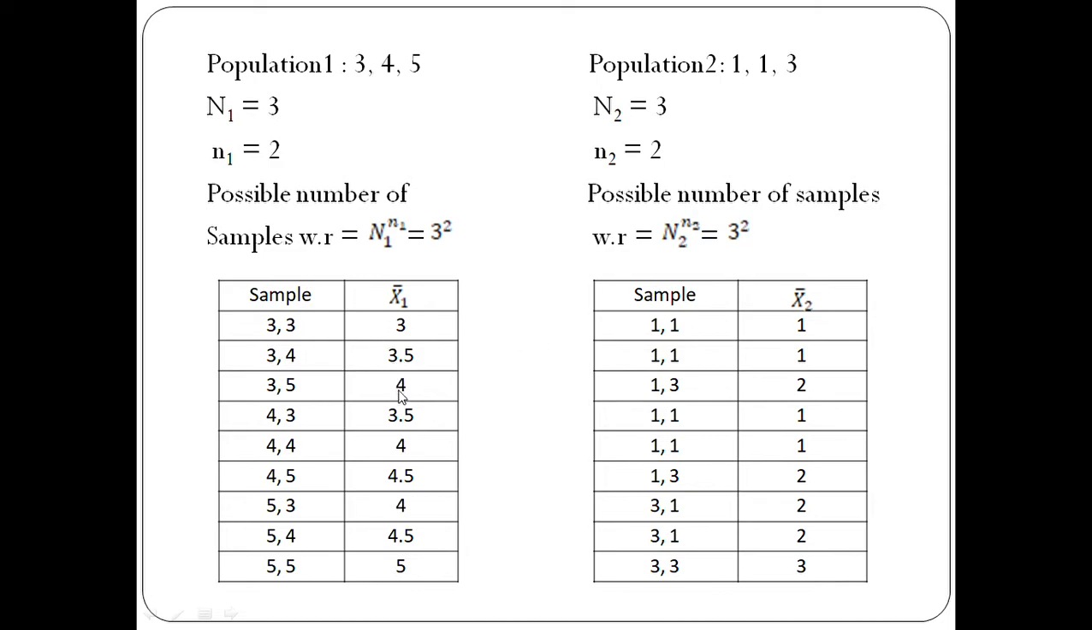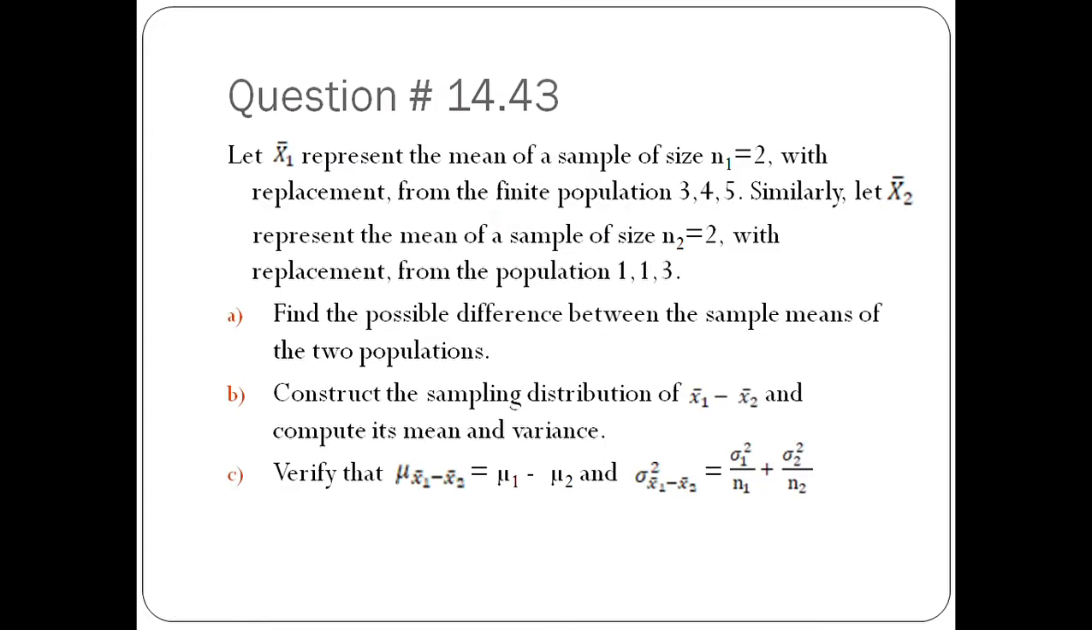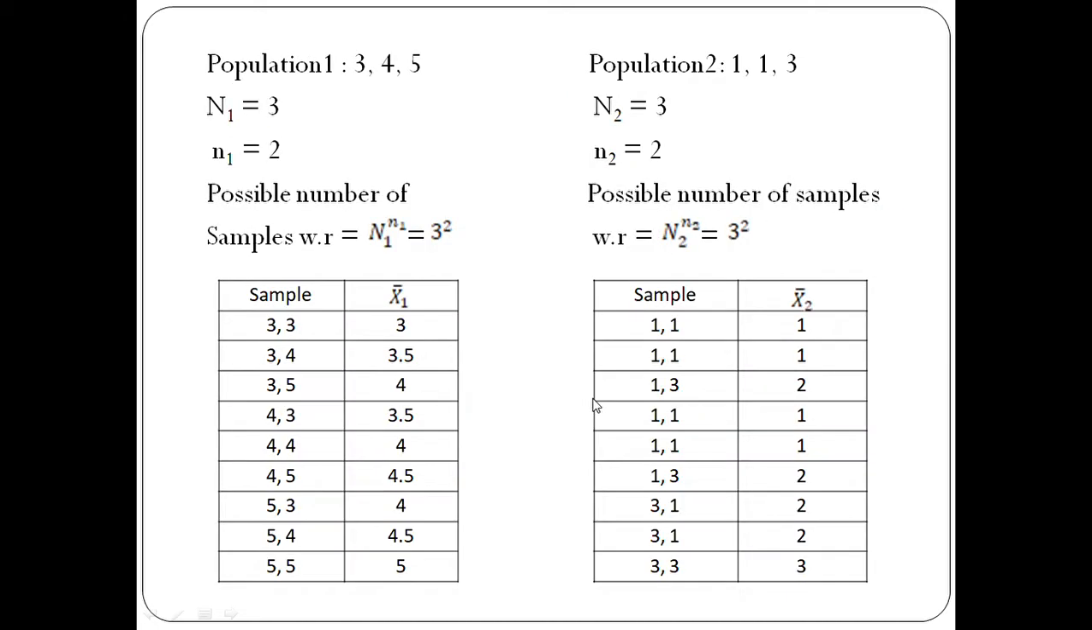So here I have computed the means: 3 plus 3 is 6, divided by 2 is 3. I have calculated the means of the first samples and the means of the second samples. Now the first part was to find the possible differences between the sample means of the two populations.